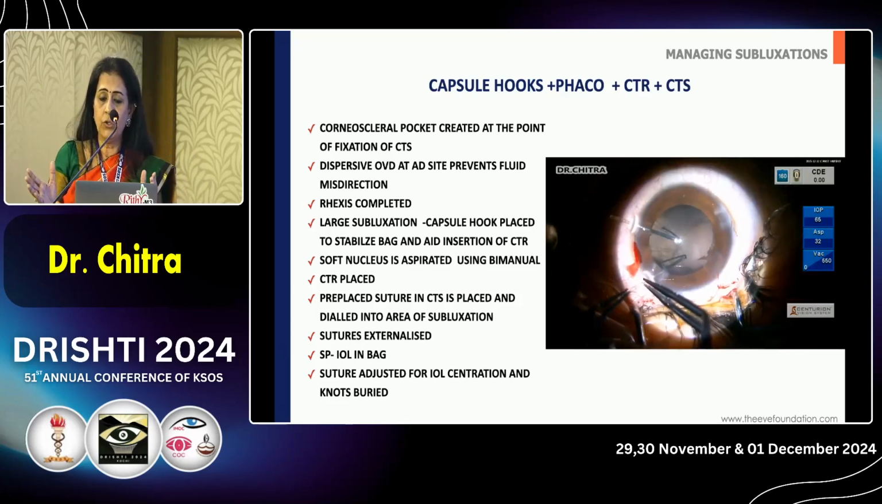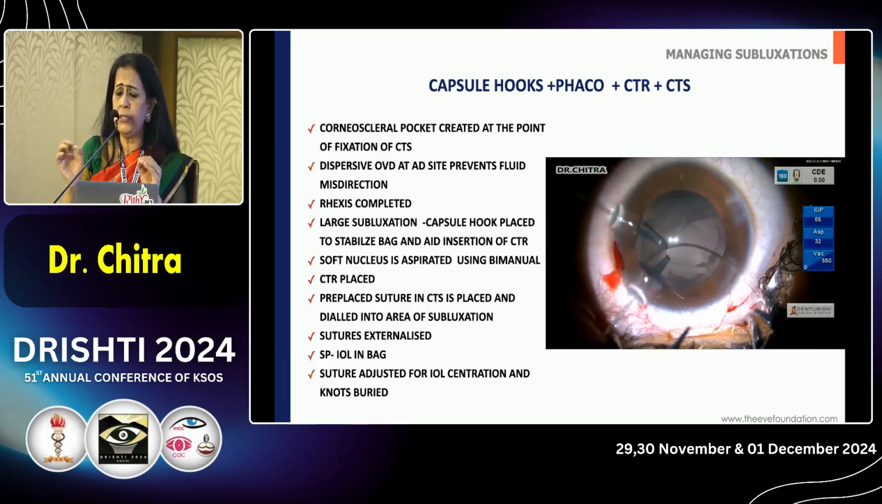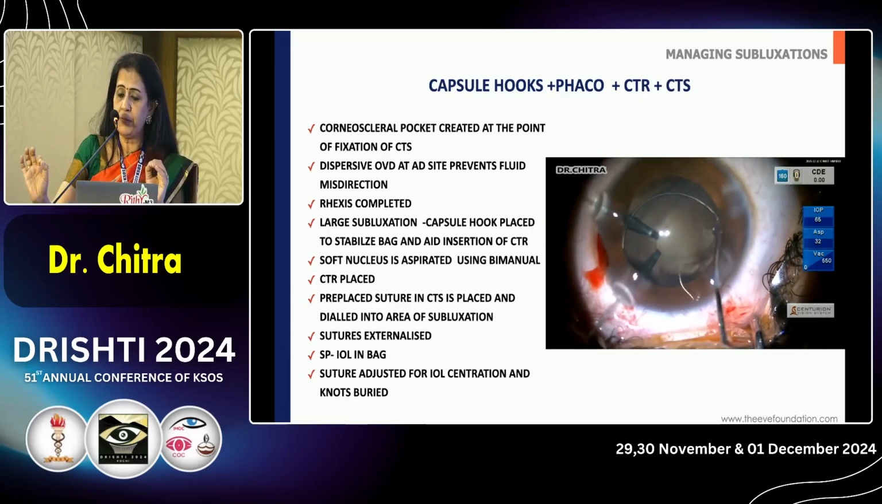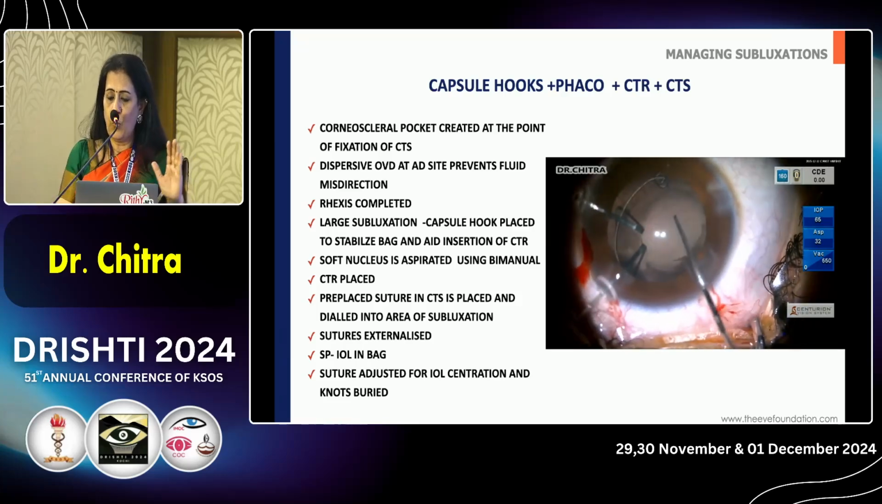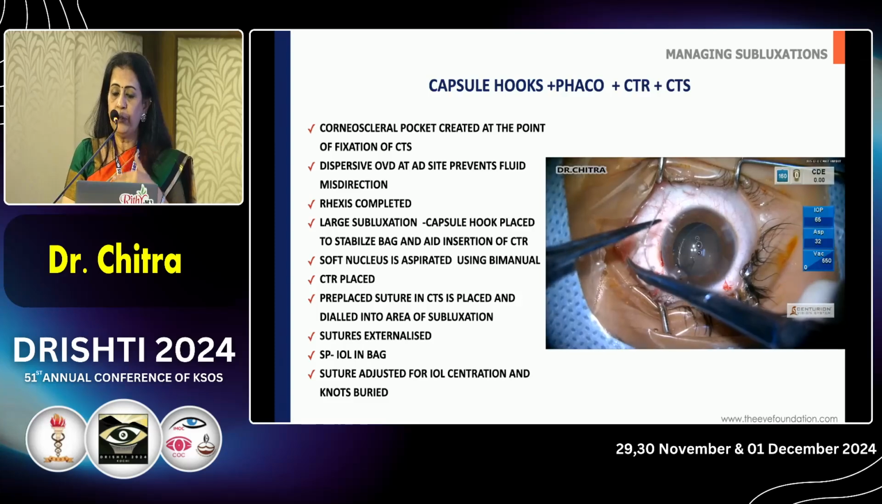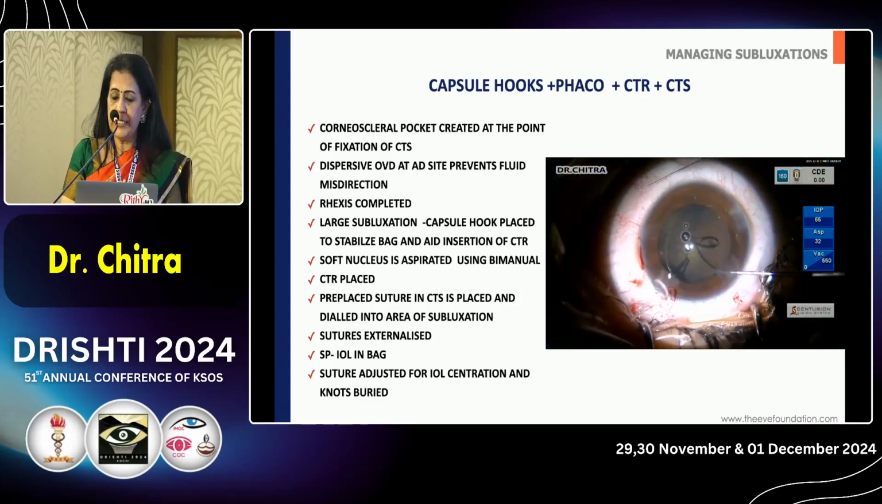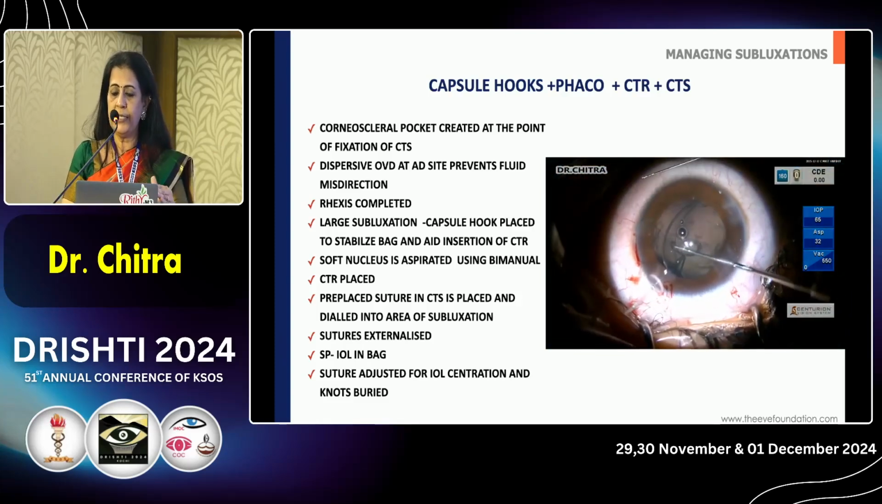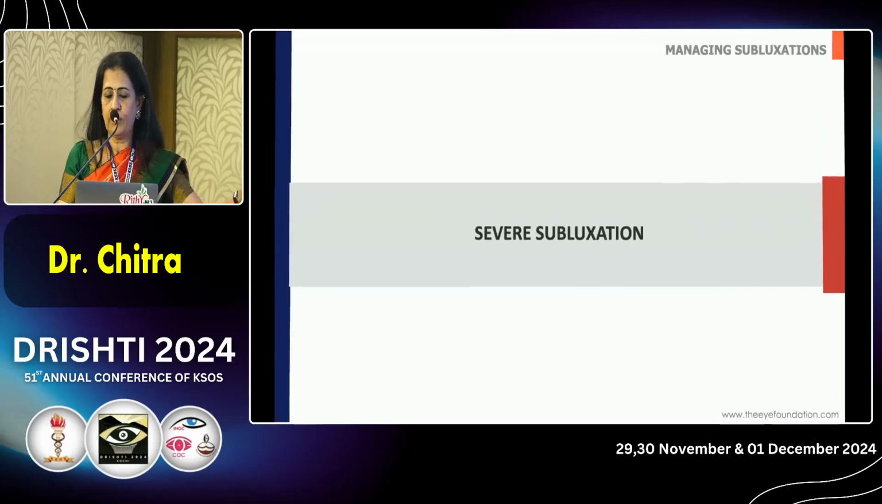So now what I'm going to do is, I'm going to loosen the capsular hooks. I'll just place my CTR into the capsular bag. So one support is done, and then I would remove it, and then I'm going to place a CTS into the capsular bag, a sutured CTS, and then anchor it to this Hoffman's pocket.